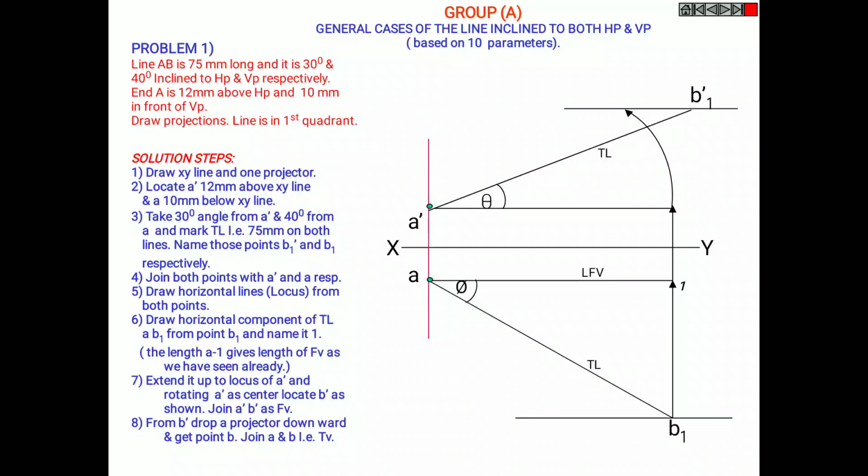Join A dash B dash as front view. So, this will be your B dash, and join A dash and B dash in the blue colored line, which is your original inclination. Now, similarly, from B dash, drop a projector downward and get point B. Join A and B, which is your top view.